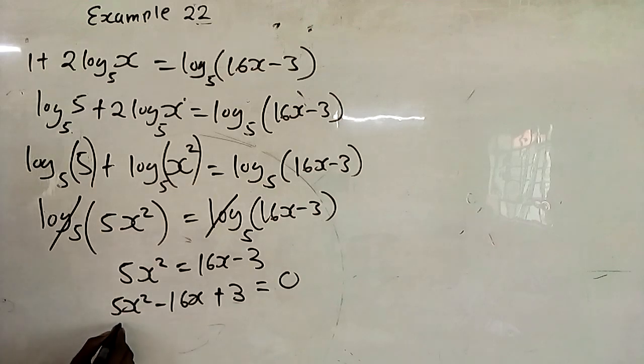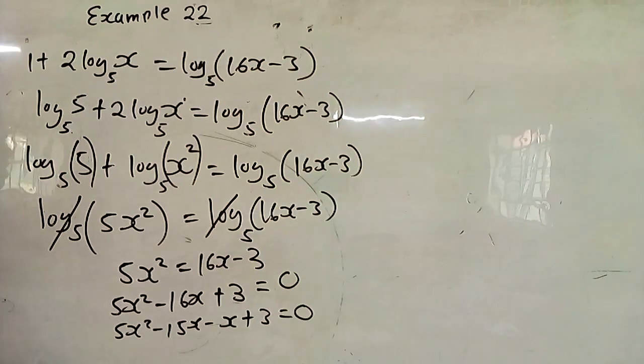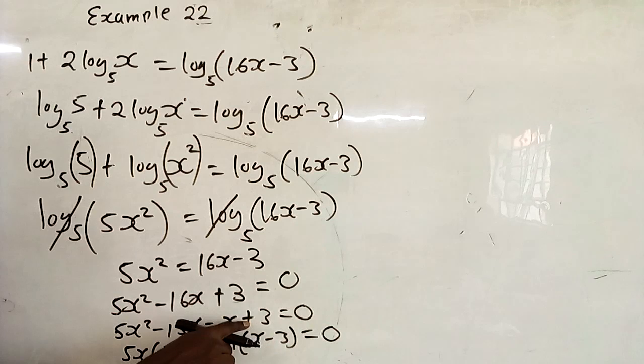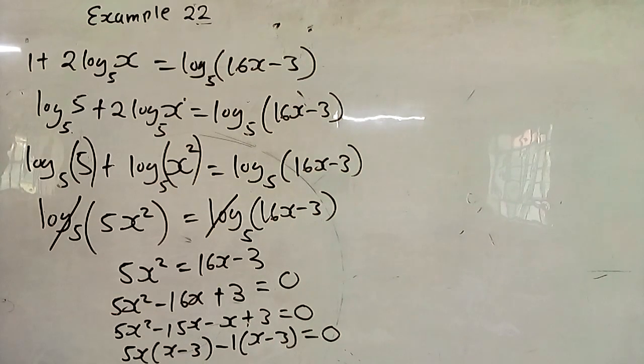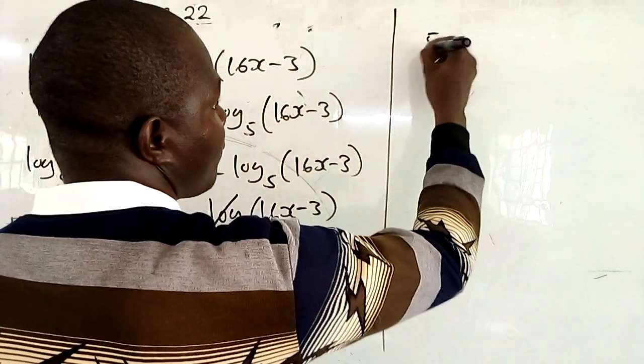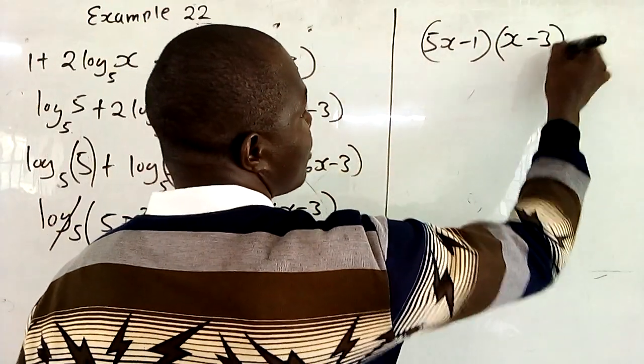So if you factorize that, you get 5x squared minus 15x minus x plus 3 is equal to 0. So at this level, we now have 5x as a common factor here, you remain with x minus 3. Then here negative 1 is a common factor there, you remain with x minus 3, because negative into negative goes back to positive. Are we together? Good. So there we now have 5x minus 1 into x minus 3 is equal to 0.